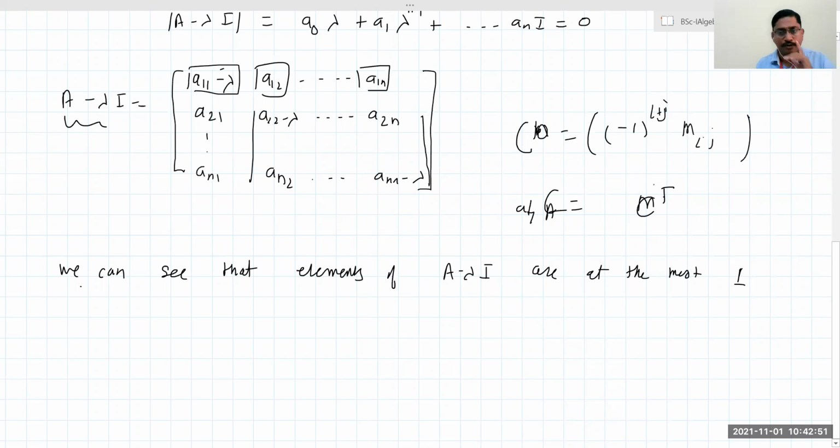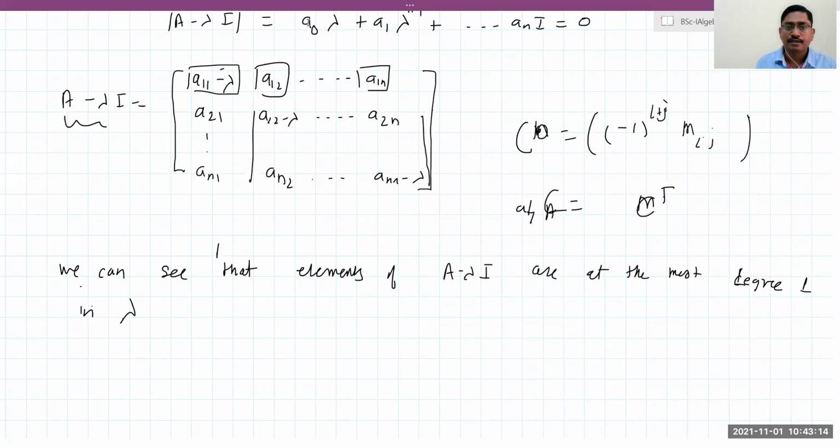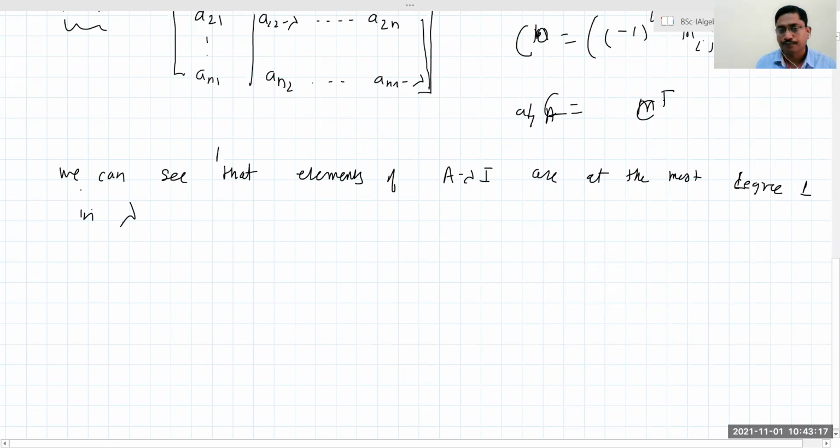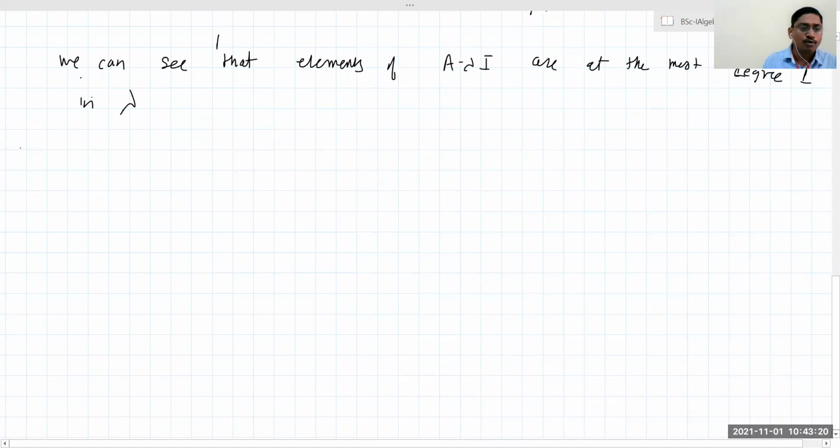They are at most of first degree in the variable lambda. I will say degree 1 in lambda. So the highest possible degree of the entries of this matrix in lambda is 1. This is the observation. And we are not going to write the adjoint matrix yet, we are just mentioning the cofactor of each entry.